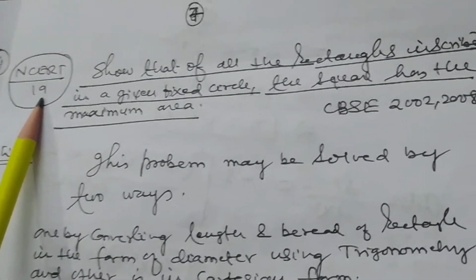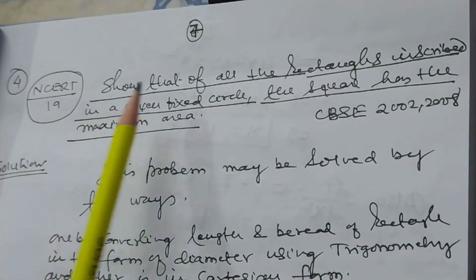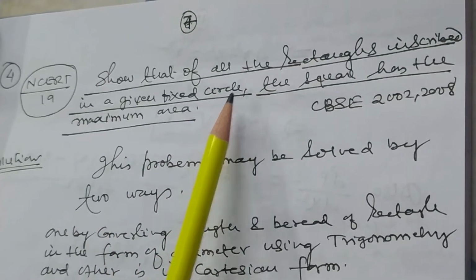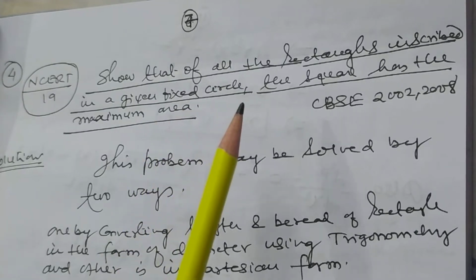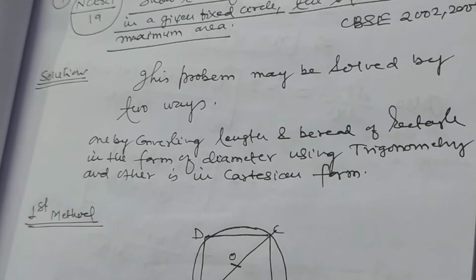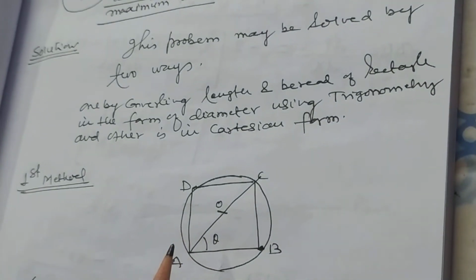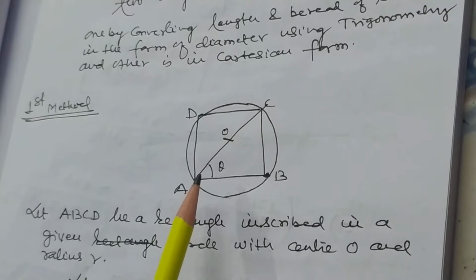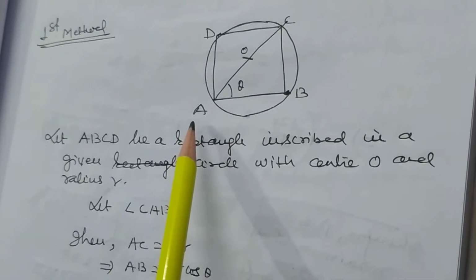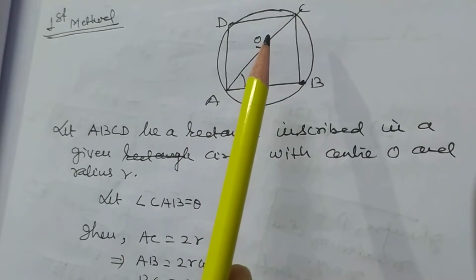This is problem number 19 and problem number 4 of this study material. Prove that of all the rectangles inscribed in a given fixed circle, the square has the maximum area. My dear student, this problem was asked in the board examination also. Here ABCD is a rectangle and it is inscribed in a circle. What does it mean? It means that the diameter will be the diagonal of this rectangle.